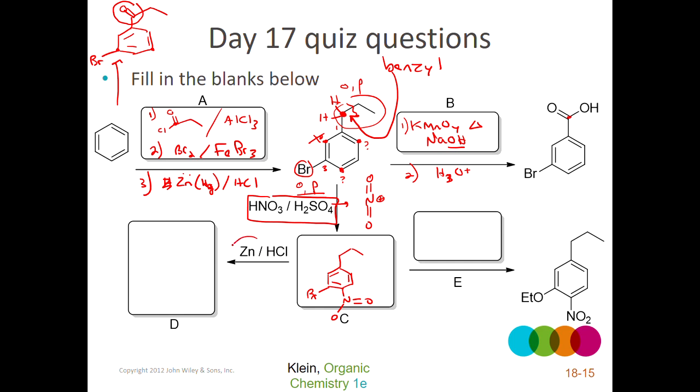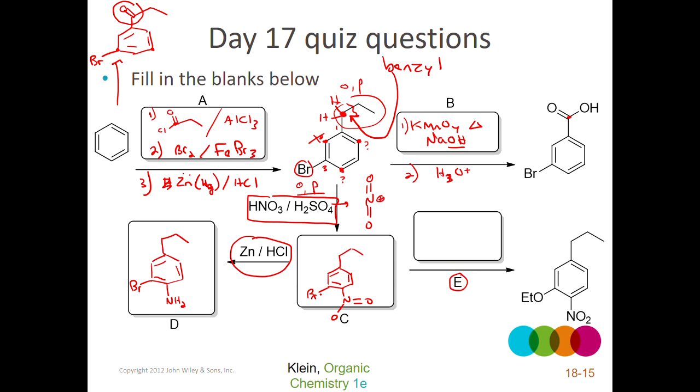If I then use these reduction conditions, that will reduce the nitro group to an amine. There's really nothing else on the structure that could be reduced, so I expect that to become an NH2 instead of an NO2. So all of that so far was stuff we talked about on Monday or before Monday. And the last step here is from today's content.